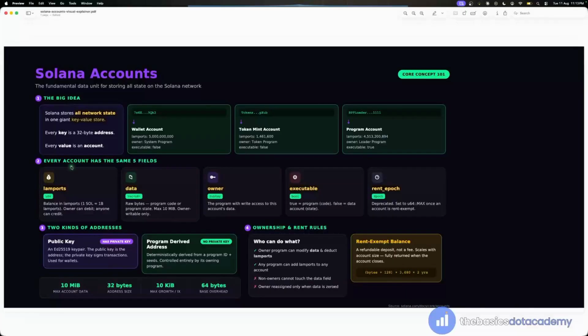So this is a quick overview of the Solana accounts in detail. What is the big idea? Then what the 5 different fields each account has, what those fields mean, what are the kinds of addresses in Solana, then the account which owns the program, what it can do and what it cannot do. Then we have the rent exempt balance example. At last, the major constraints when it comes to size of account data, the address size, and the max growth per instruction.